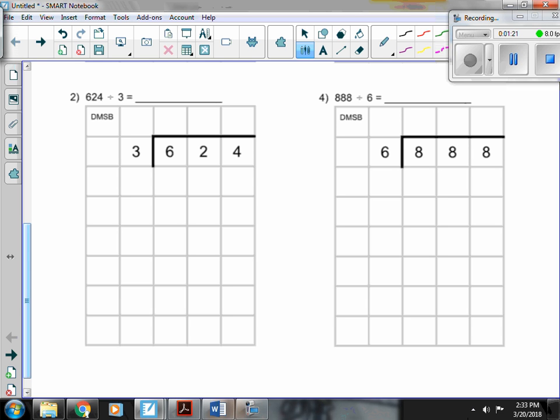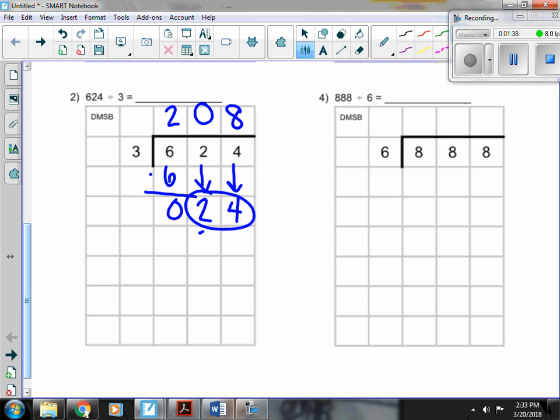3 goes into 6 twice, and 2 times 3 is 6. So then I bring down my 2 and I start again. 3 can't go into 2, so I put my 0, and I can just bring down my next number. 3 goes into 24 8 times, which is 24. So on this one, I have no remainder. My answer is 208.